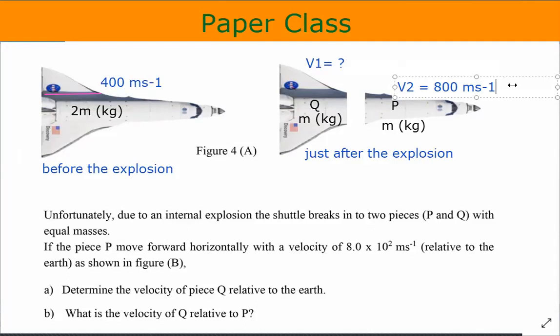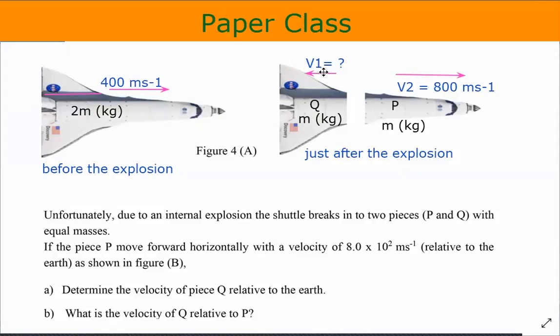Let me mark the directions also. I just mark directions as I wish. So the rocket was moving horizontally to my right hand side. After the explosion, I think P moves to my right hand side, and I can mark V1 in the opposite direction. Normally, due to an explosion, the two pieces should start to move in opposite directions.